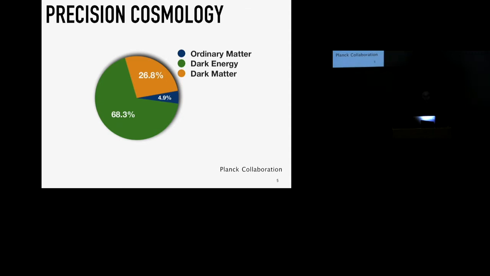And then we have two dark components that make up the majority of the energy density of the universe today, which are dark matter, roughly 27% of our universe, and dark energy, about 68%. So this picture is very precise, but we don't really know what dark energy and dark matter are. There are, of course, proposals for what their nature might be, but the question is, what is the right candidate?